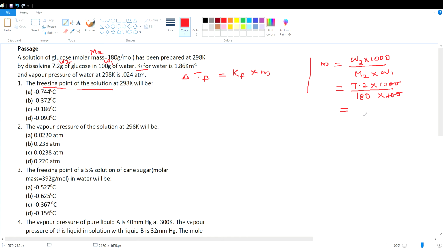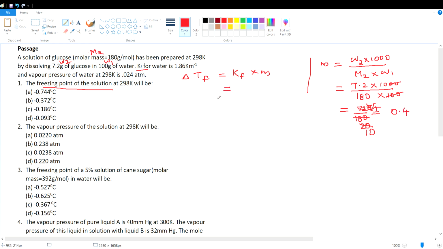7.2 divided by 180. 7.2 into 10, you will get 72. 72 by 180. It's equal to, on solving it by 9, 8 times. Here 20. 8 by 20 again cancel by 2. 4 by 10. 4 by 10 equal to 0.4.